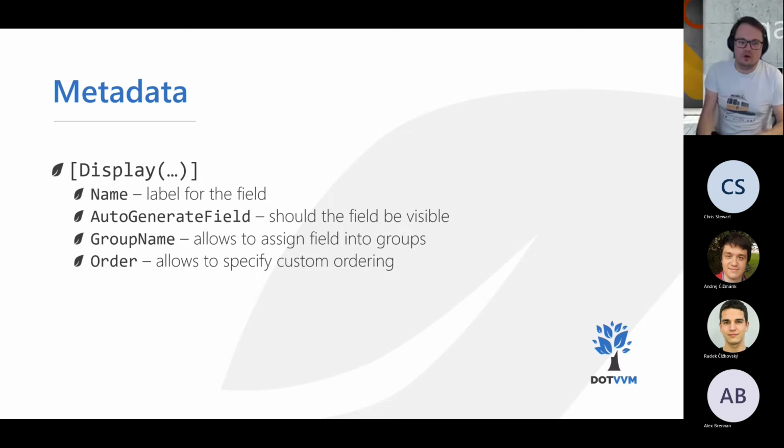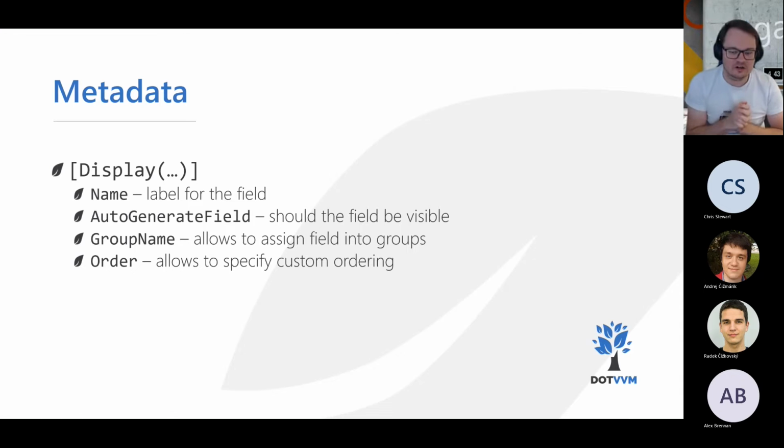So for example, if you want to specify the label for the fields, there is a display attribute. It's part of .NET. It's been there for a very long time. You can specify the label. You can say, okay, I want this field in the form, or I don't want it. So you can say auto-generate field. You can also assign groups to fields. So if it's some large entity with several sections, you can specify the group name. And then, for example, if you want to render multiple columns, each group in a separate column, you will be able to distinguish the fields by the group name. And you can also specify custom ordering.